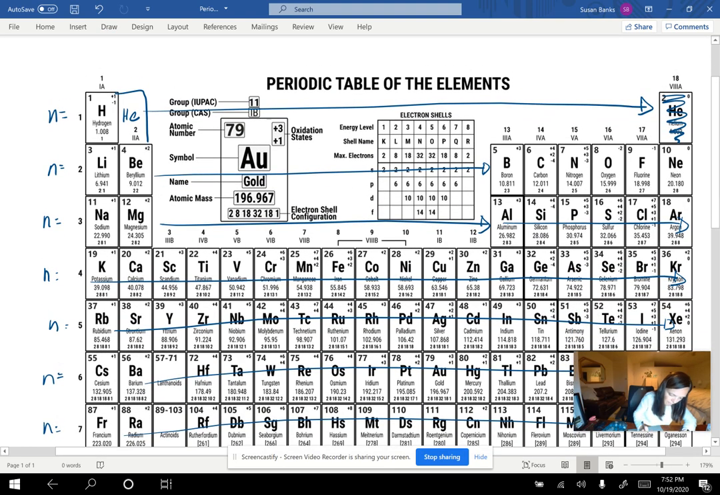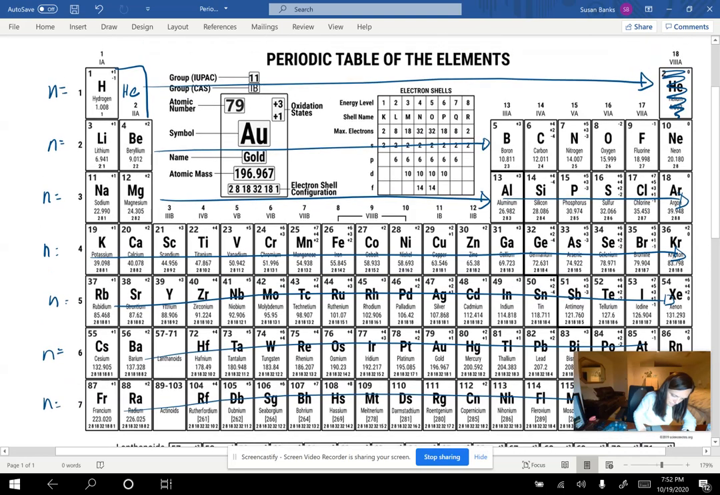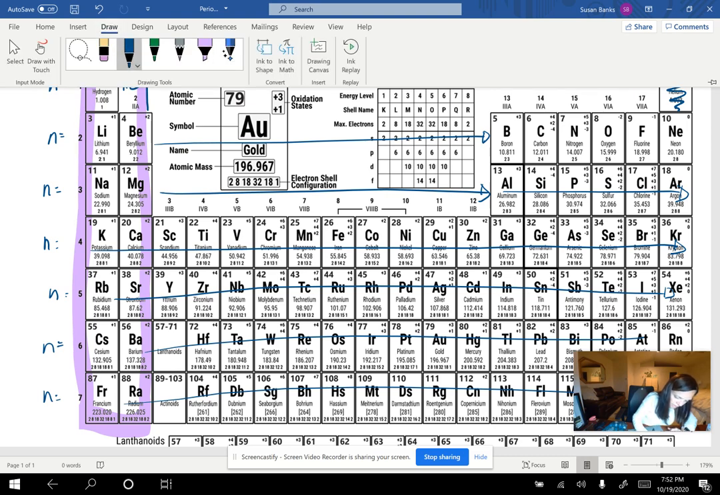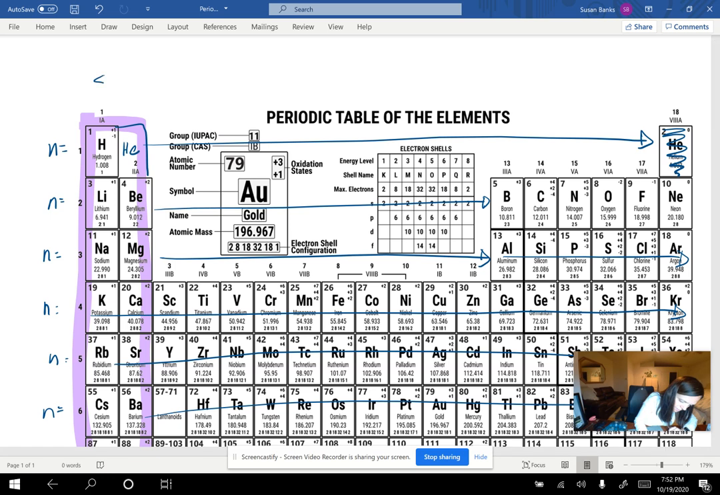Okay, so when we draw this on the periodic table, this right here, that is our s block. So those electrons going in there are s electrons. They are the spherical shaped electrons.